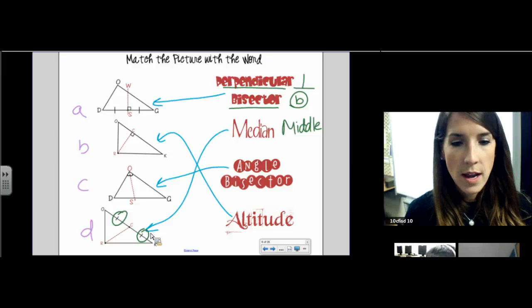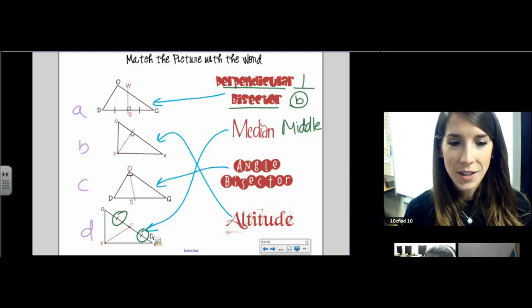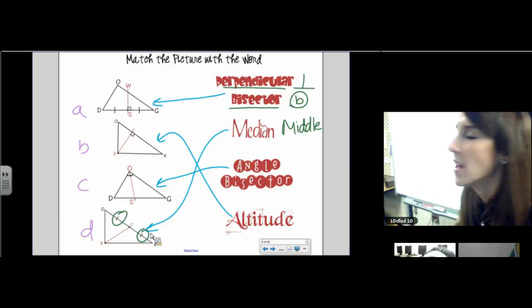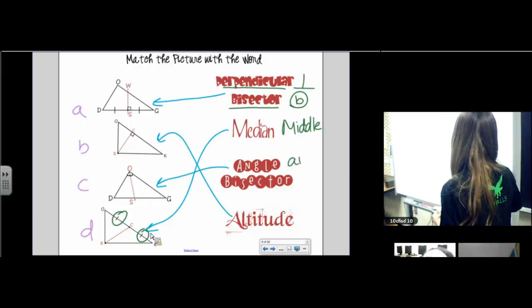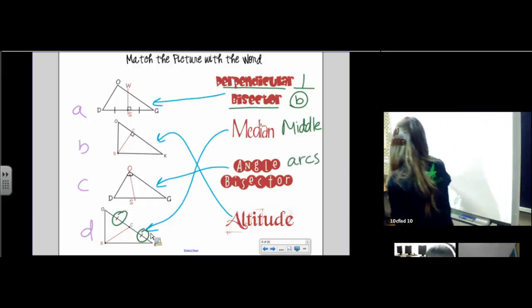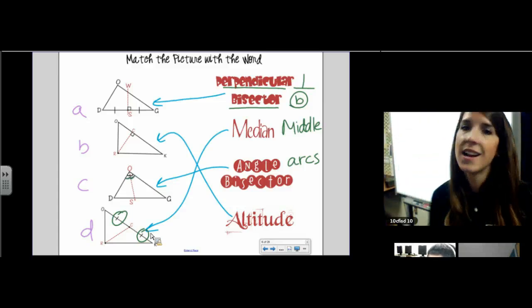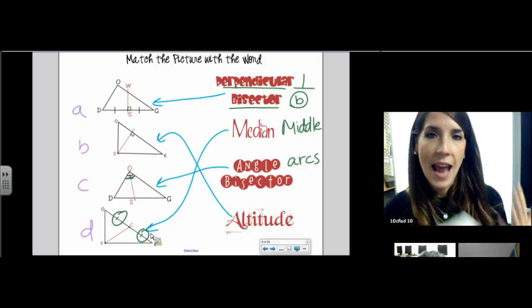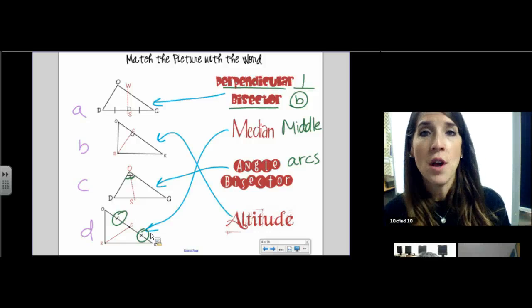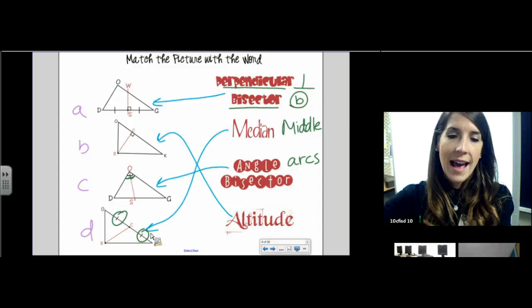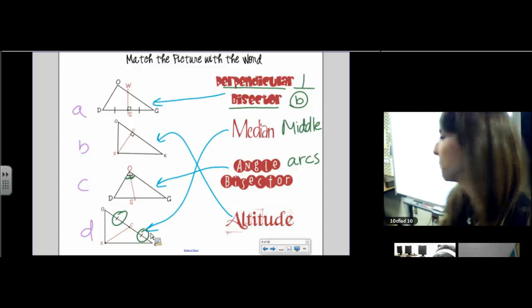The next one, angle bisector, well, it's going to have arcs, right? An angle bisector is going to bisect an angle. So it better have arcs, and that's what these were right here, arcs. It doesn't cut a side in half, it cuts an angle in half. So you're not going to have tick marks, you're going to have arcs. And then last one is an altitude.